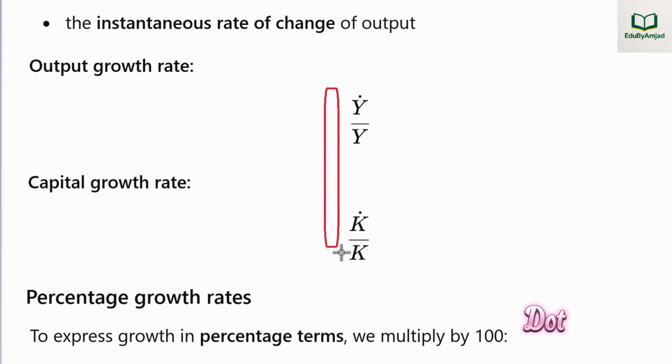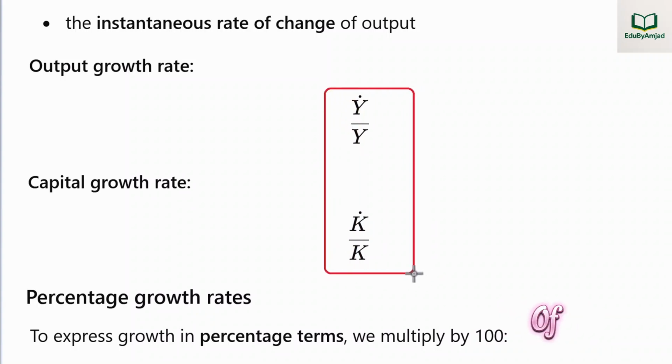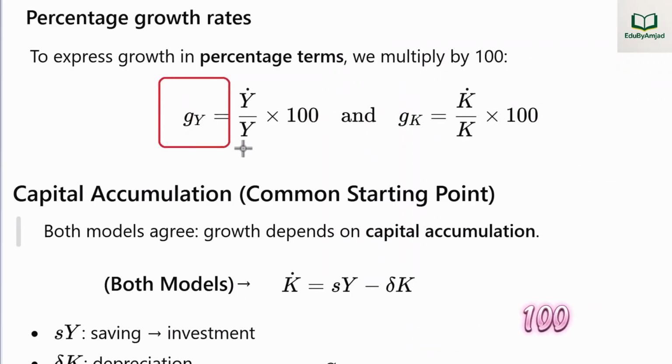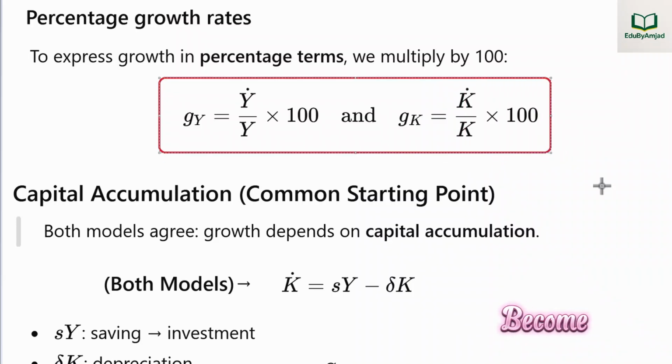When we divide y dot by y, we obtain the growth rate of output. Similarly, k dot divided by k gives the growth rate of capital. When multiplied by 100, these ratios become percentage growth rates. These growth rates form the foundation of all growth theory.